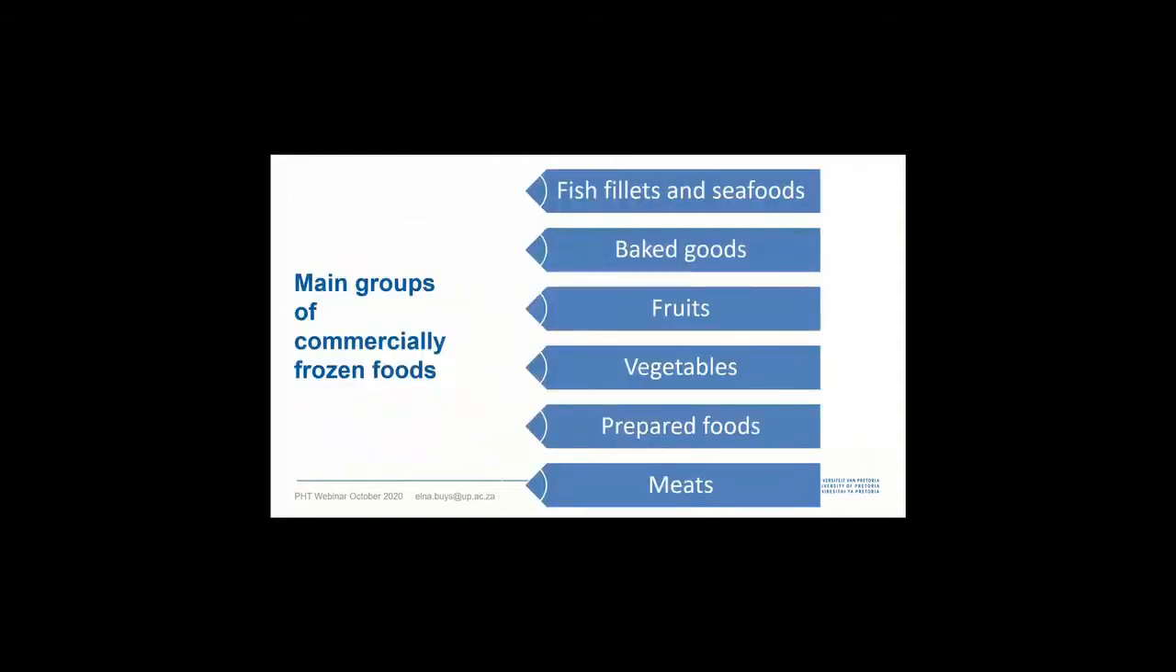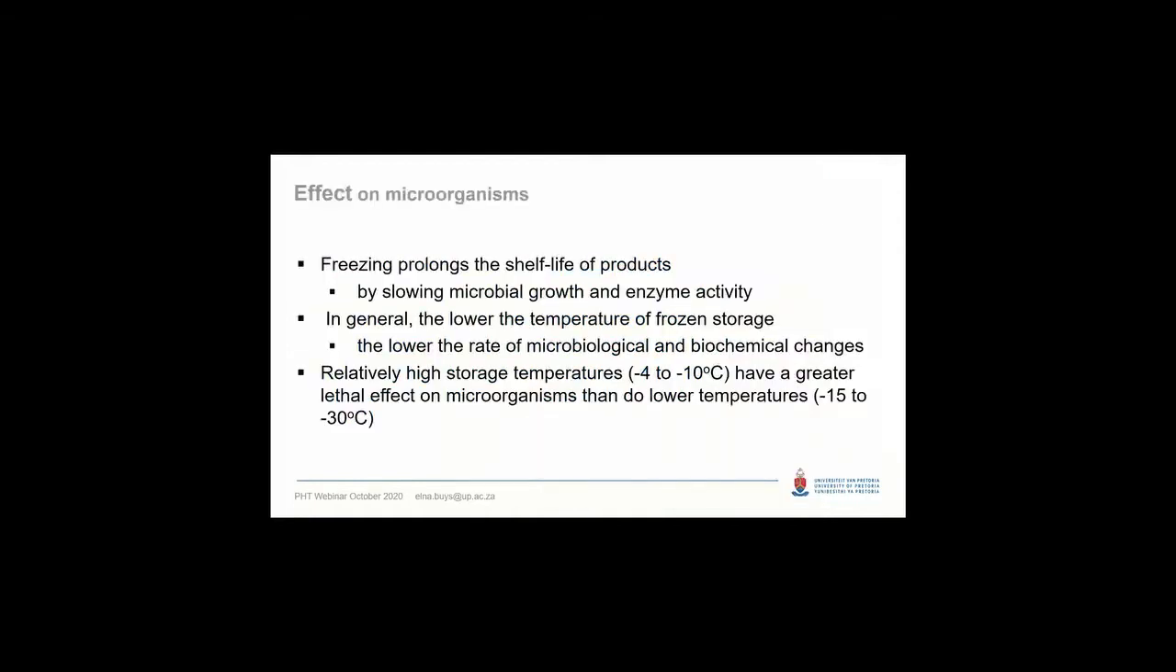We are all quite familiar with the foods that are generally frozen, shown in the slide, like fish, baked goods, fruits, vegetables, prepared foods like pizzas, and then all types of meats, processed meats, and so on. Now, freezing, we know, that is why we use it, prolongs the shelf life of products by slowing the microbial growth and the enzyme activity.